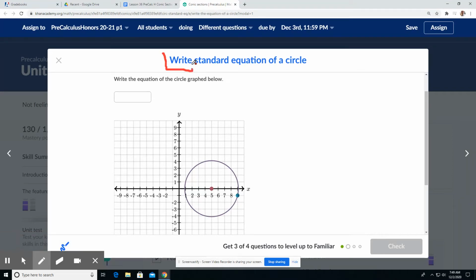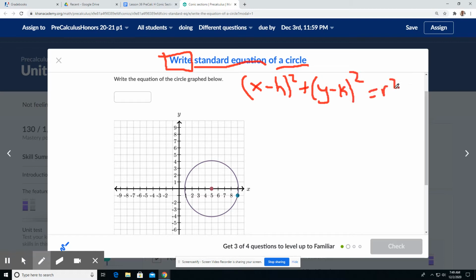We are asked to write the standard equation of a circle here. Okay, so let's go ahead and get our form out. The standard equation of a circle is (x - h)² + (y - k)² = r², our radius squared. So let's apply this to what they give us here and convert it into the standard equation form. There are two things that you need here, the center and the radius.